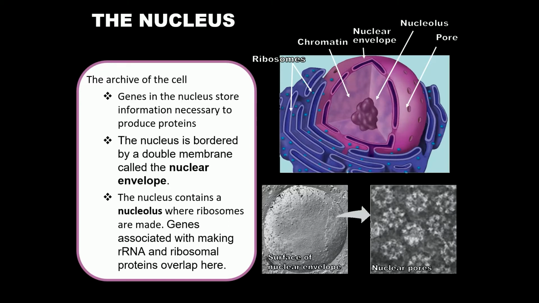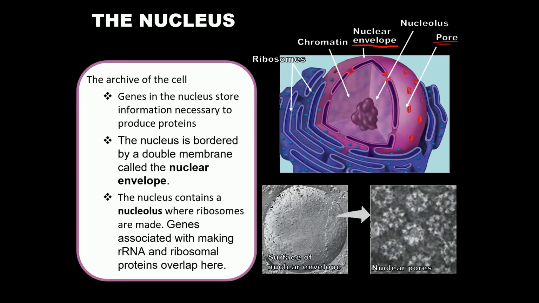The nucleus is a membrane-bound organelle, and in fact, it's got a double membrane. This double membrane is called the nuclear envelope. You can see that the nuclear envelope actually has pores inside of it, so there are little holes, little passageways to allow material in and out of the nucleus, and that's important because, again, this is a library, this is an archive. You need to be able to get information out of the nucleus.